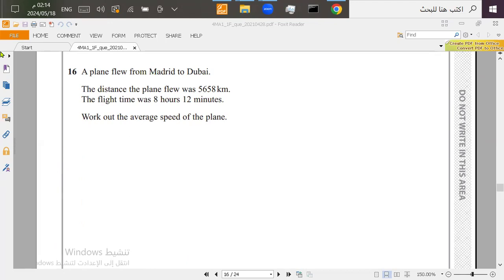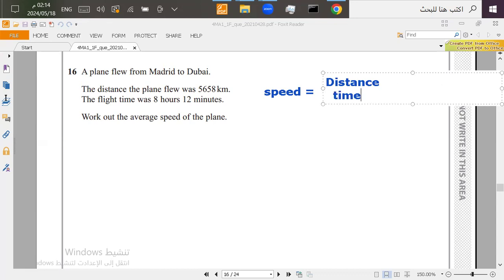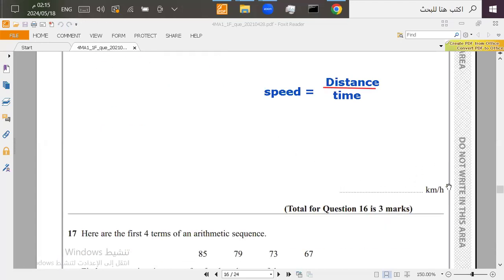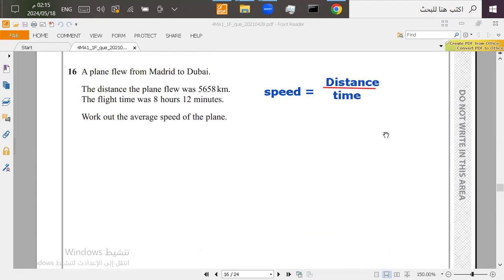Now, we need to know the rule of speed. Speed equals what? Speed equals distance over time. Let's write it like this. The distance here is over the time of the flight. Now, the distance will be in kilometers. If you want to know the unit needed in the answer, just take a look next to the answer. You'll see that they want it in kilometers per hour. It means all the distances should be in kilometers, and all the time should be in hours. Now, the distance is already in kilometers, so I'm going to use it as it is.